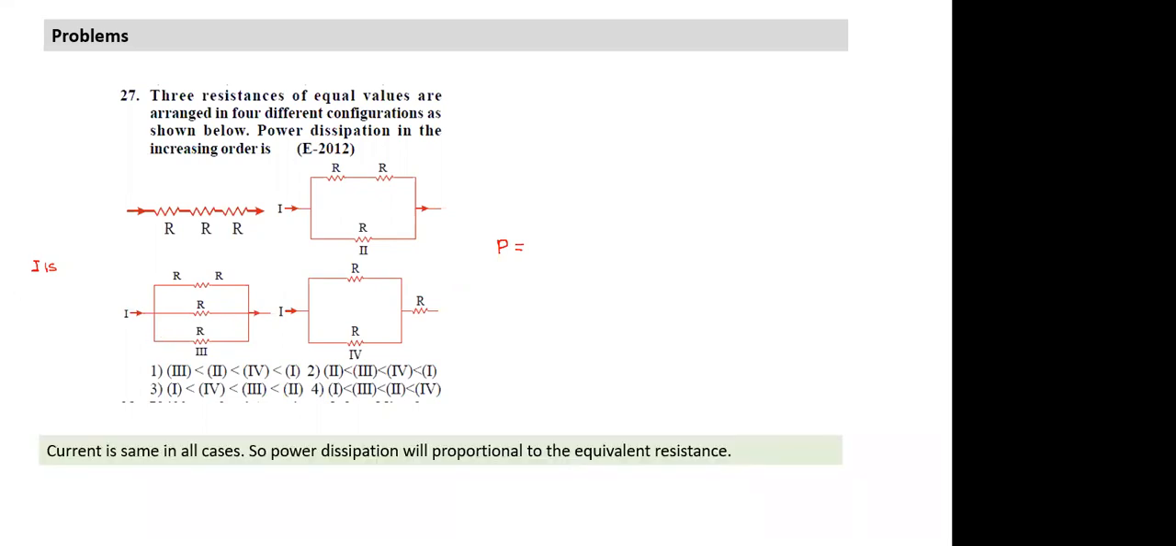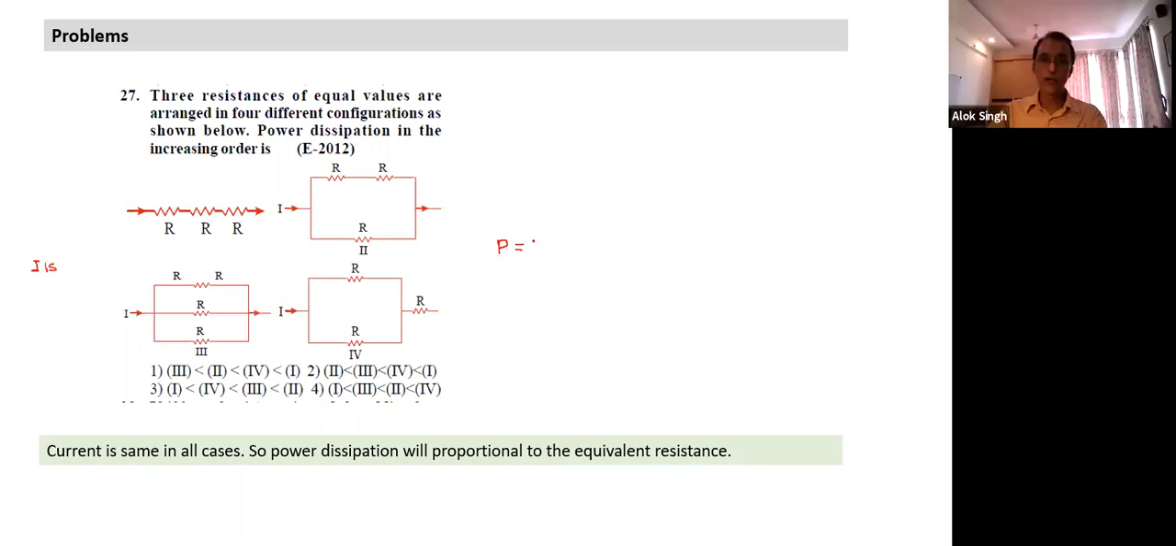So for power dissipation, which formula will I use? I will use I square R. And the moment I use that I is common, power is directly proportional to resistance. So power dissipation is proportional to resistance. All I need to do is arrange in increasing order of resistance. Whichever has higher resistance will have maximum power consumption, which is extremely easy to arrange.